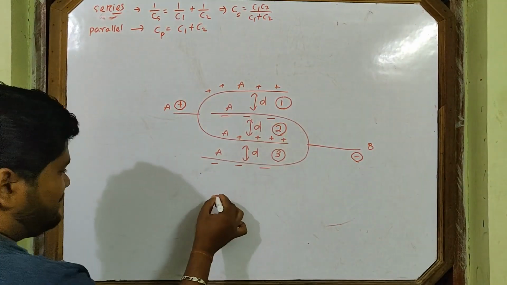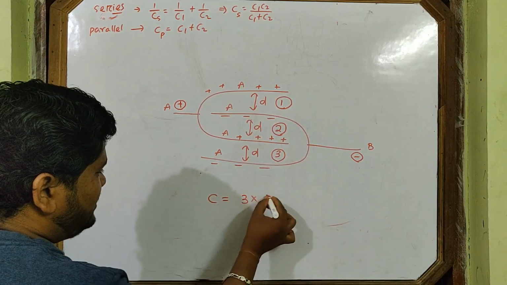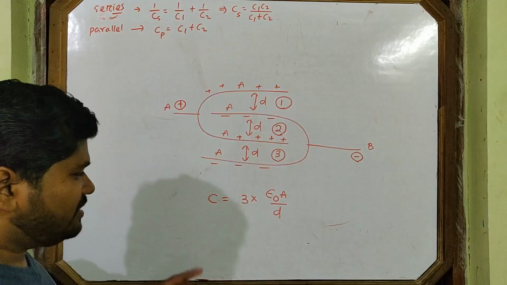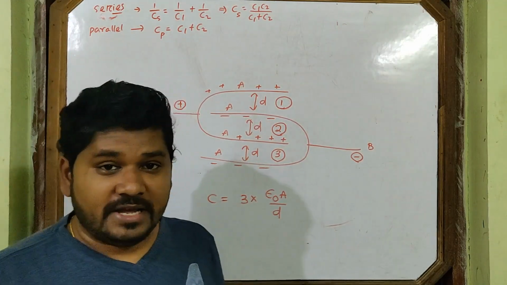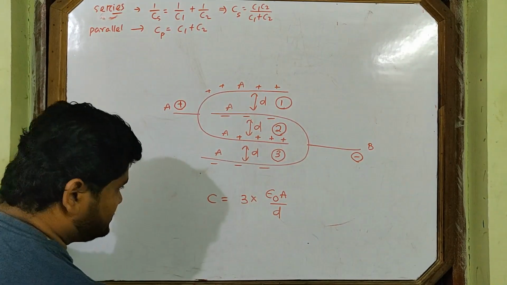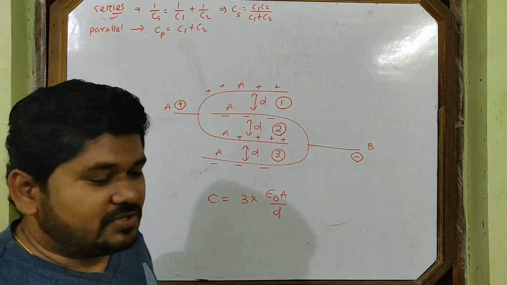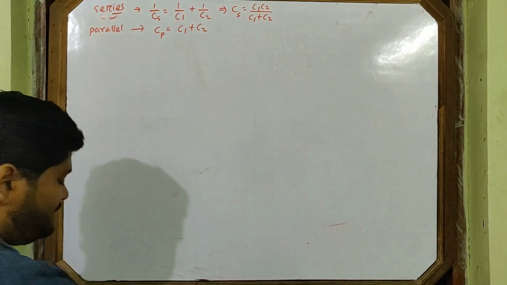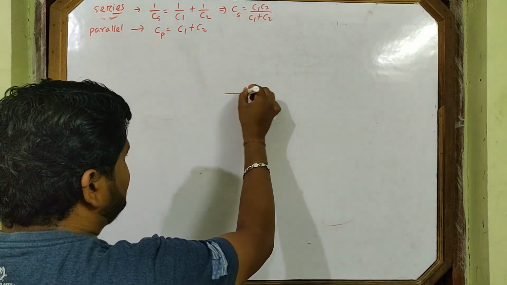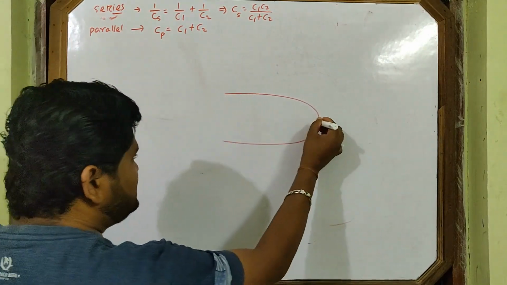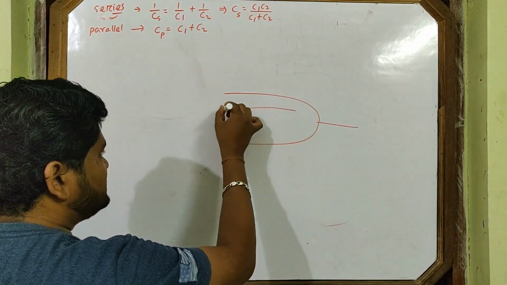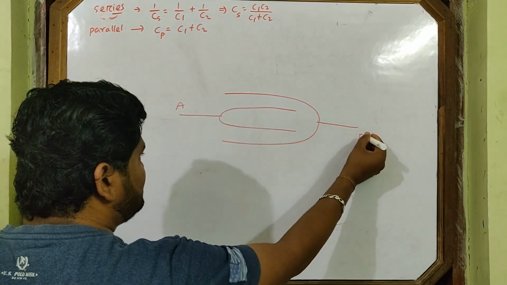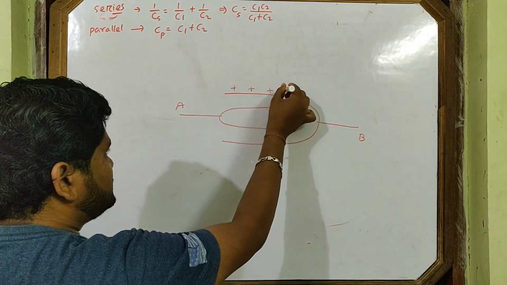And what is the capacitance? Just 3 into epsilon naught A by D. Parallel connection, 3 capacitors, just addition. Okay, so this is the figure. But in the same one, it may give like this. One capacitor is like this. Another capacitor is like this. Okay, this is terminal A, terminal B. This is positive, positive, positive, positive.